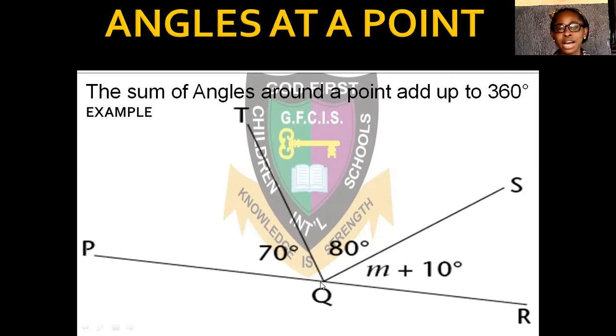And when they have a meeting point, a common meeting point is called what? An angle. At this meeting point, we have n plus 10 degrees, 80 degrees, 70 degrees, and Q. So now we want to find the value of what? M and Q.